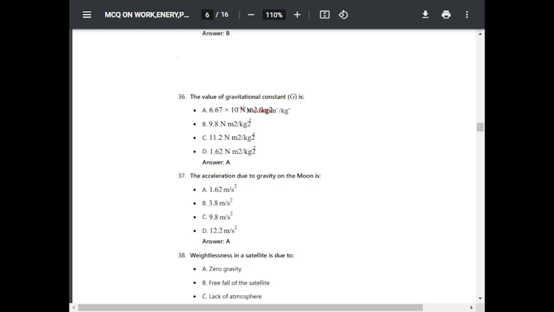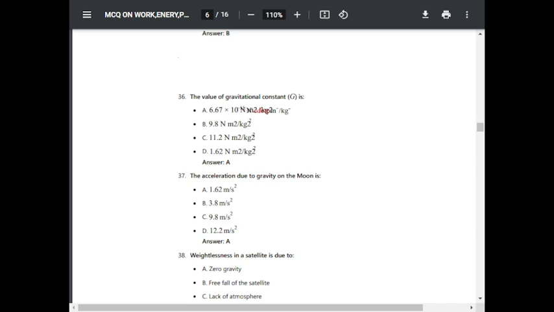Question number 37. The acceleration due to gravity on the moon is 1 by 6 of the acceleration due to gravity on Earth. So g by 6, that is 9.8 by 6. It is equal to 1.62 meter per second square.